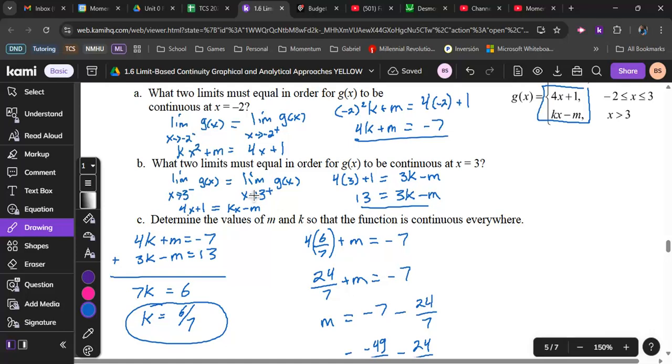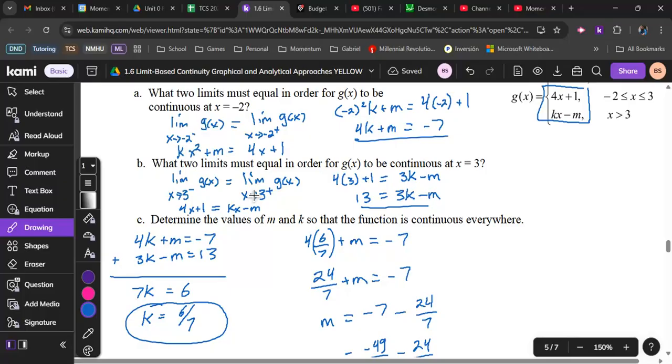Now, once I did that, I recognized I could add them. I got 7k equals 6. K is just 6/7. A lot of you got that when I was going around. Then you got stuck again. Remember, guys, once you have it, all you do is you plug it back into the equation. Which one? Doesn't matter. Either one of them. So here I plugged it in for the first equation.